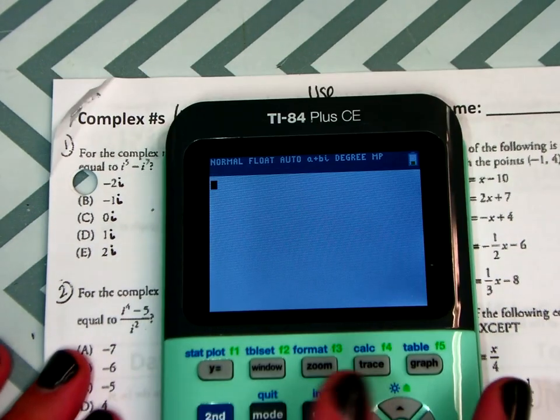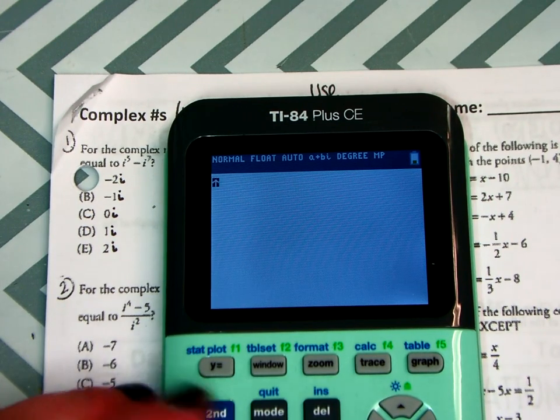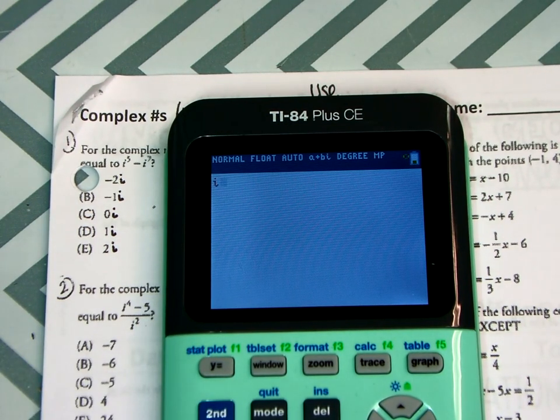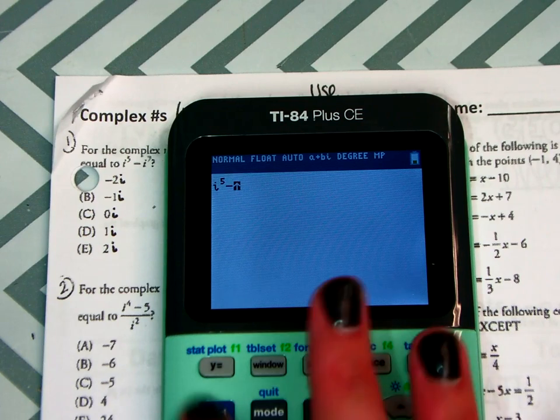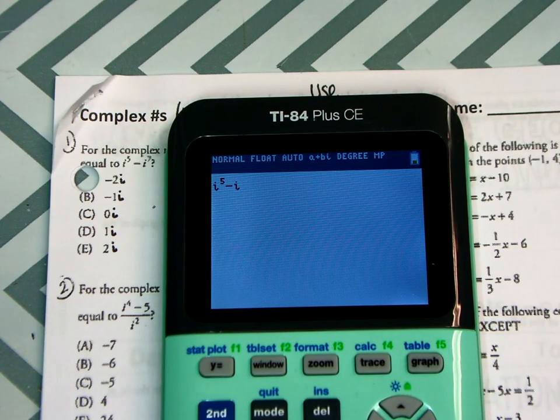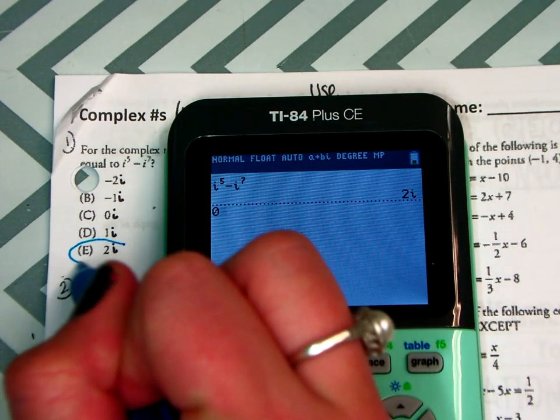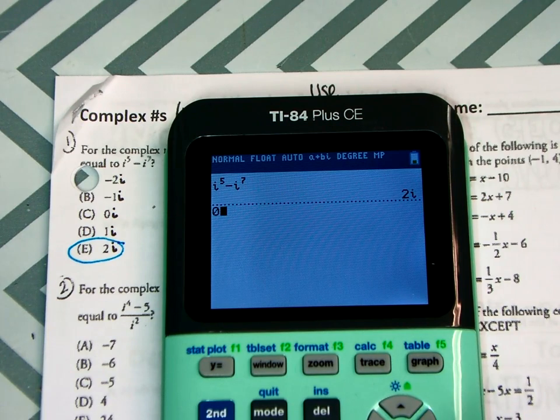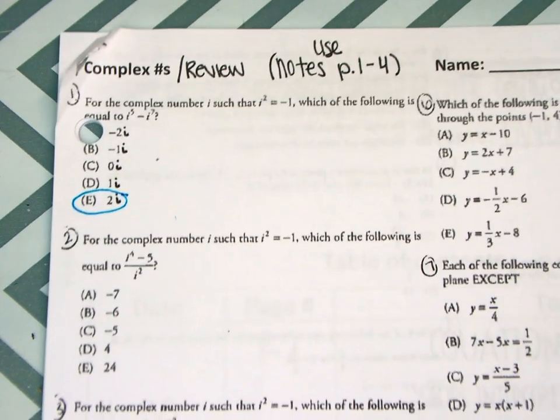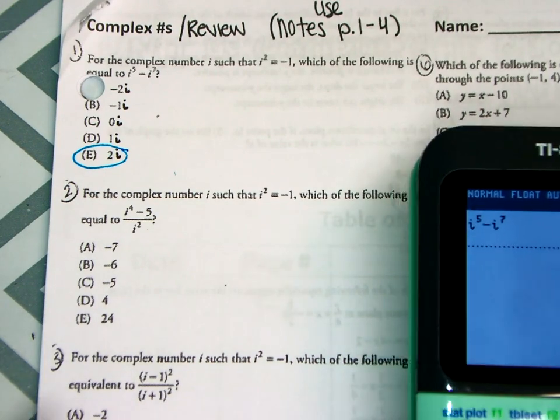So now I'm just going to type it in how I see it. So i, you press second decimal. i to the 5 minus i raised to the 7 gives me an answer of 2i, which is option E. So anything involving i, I would just recommend doing it in your calculator. All right, next one. Again, we have i to the 4th minus 5 divided by i squared.